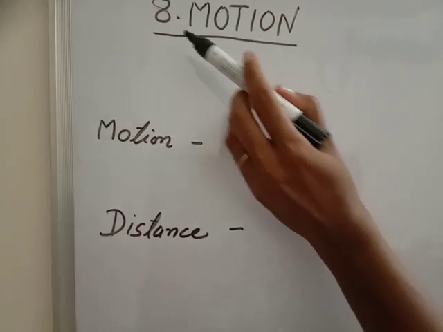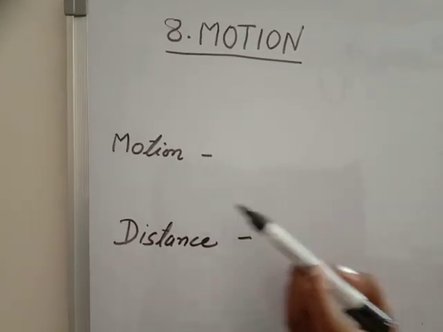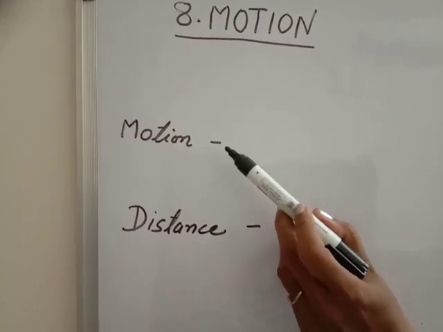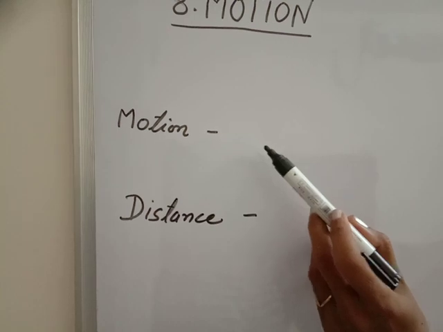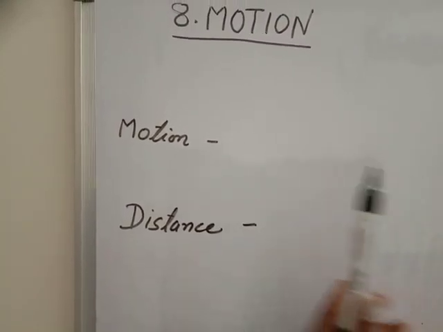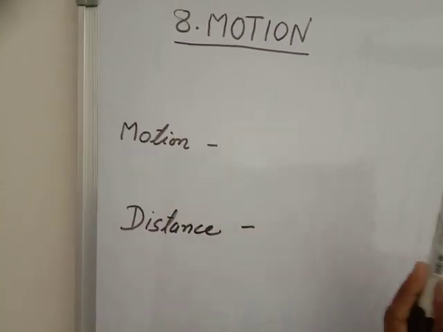Today we will learn chapter 8, motion. First of all, let us understand what is motion. The change of an object with respect to time is known as motion. For example, at present this pen is moving. So we say that the pen is in motion.